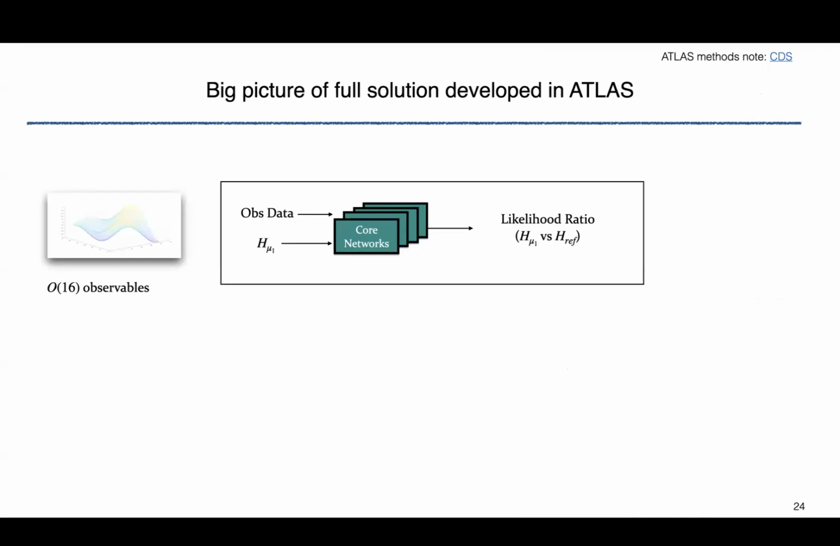Here's the big picture, and then we'll go into the technical details. The big picture is, instead of one network, now we have a set of neural networks that solve individual pieces of the problem. That makes it more robust.